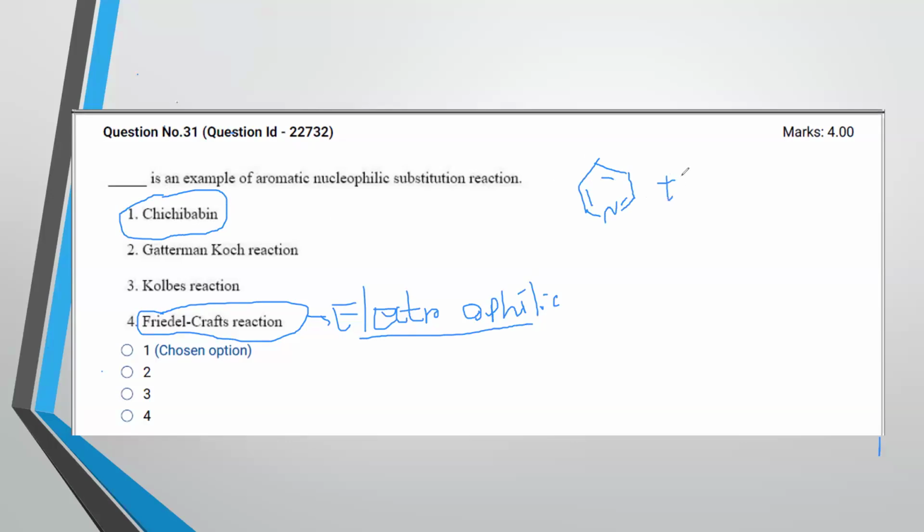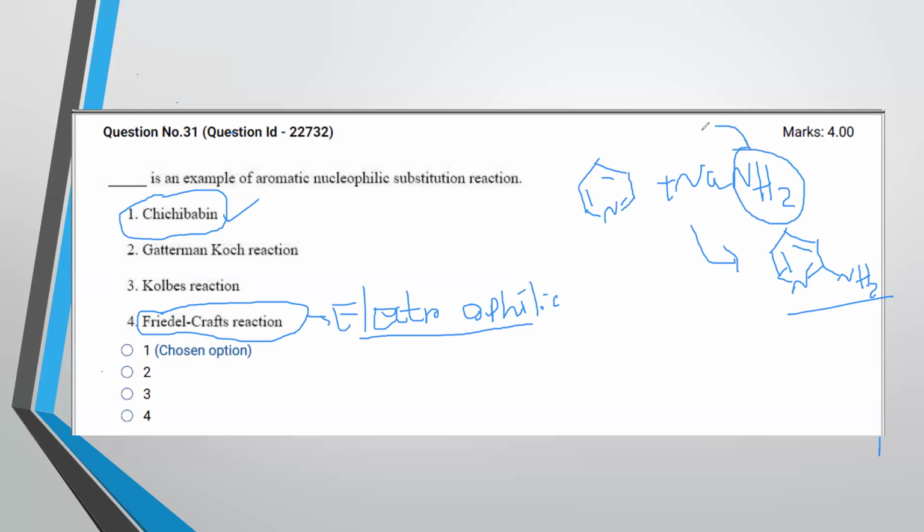When pyridine reacts with NaNH2, it gives 2-aminopyridine. So this is the Chichibabin reaction, and the correct answer is Chichibabin. Here the NH2 acts as a nucleophile and attacks the second carbon of the pyridine. Again, I am repeating, nucleophile, not electrophile.